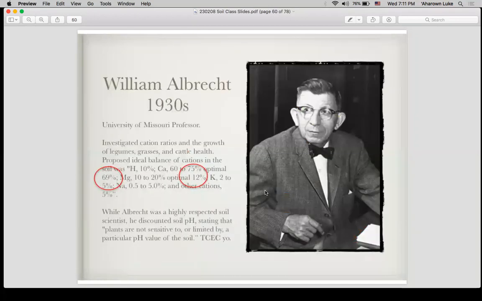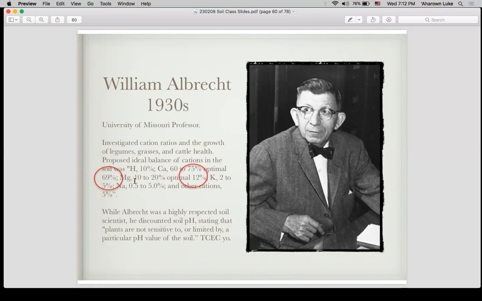And so here's the hero, William Albrecht. So he's the one that pioneered the ratios that are the current theory on balancing cations. So he has 69% calcium and he has 12% magnesium. And those are the biggest players in the soil.